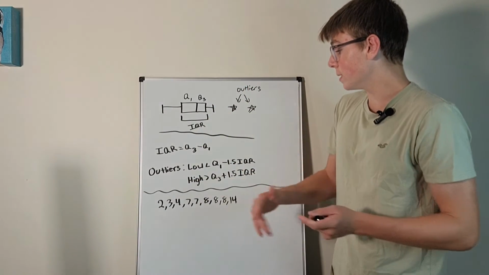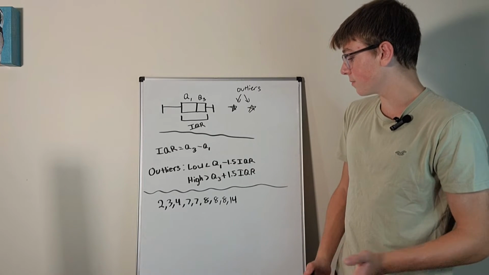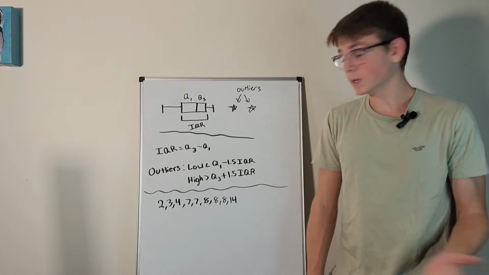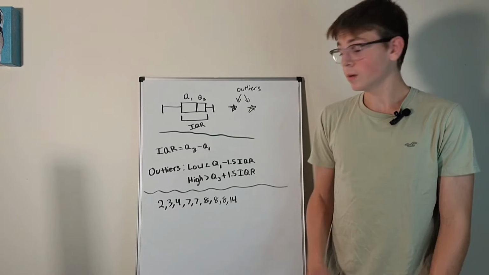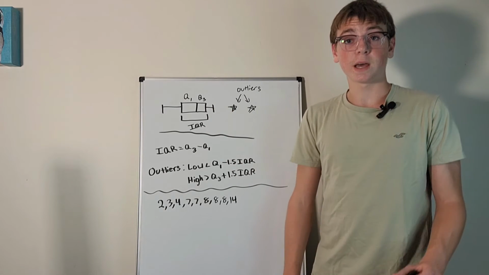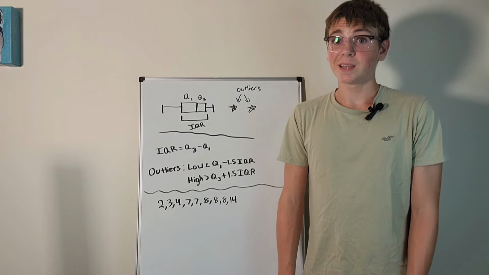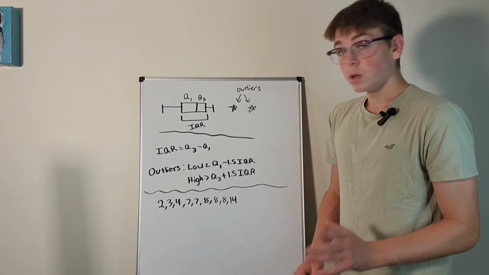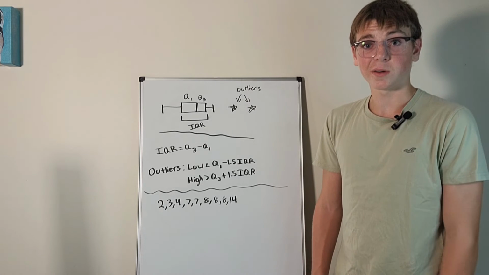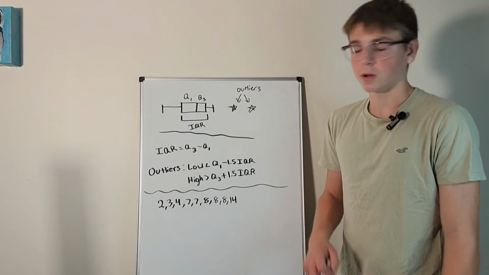Okay, so low is less than quarter 1 minus 1.5 times the IQR, and high is greater than quarter 3 plus 1.5 times the interquartile range. So if you got that, let's go to an example. You can do this in your calculator, by the way. I'm just not going to. I'll do it by hand just to show.